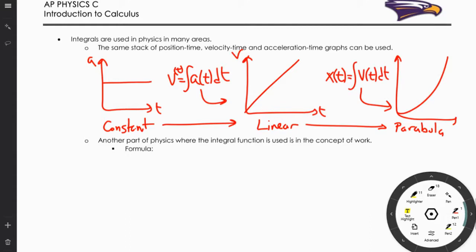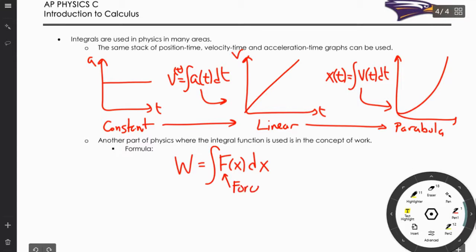Okay. Now another area where you do see integrals, and we're going to run into it, is a concept called work. So work done is the area under a force versus position graph. Okay. And so this here is force, not function. So if I take a force versus position graph and I have a function that looks like this, the area under the curve is the amount of work done on that object.